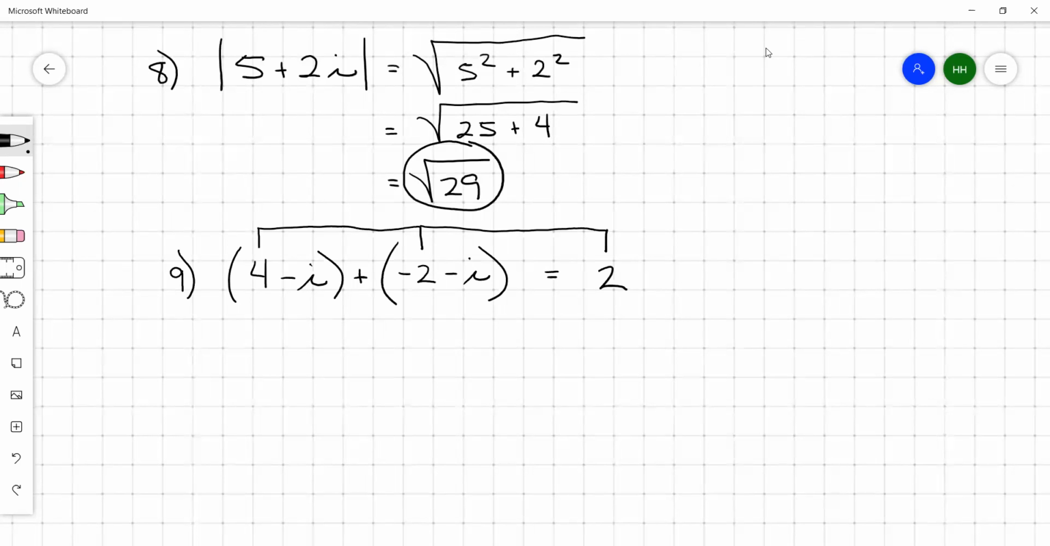And then we take the imaginary parts. Now look, you got negative i plus negative i. That's negative 1i plus negative 1i. That's negative 2i. Got that?